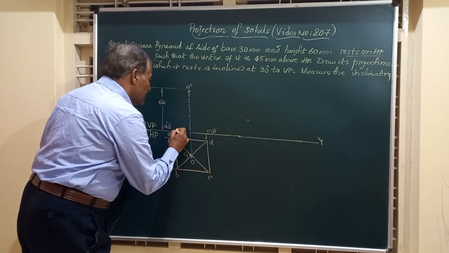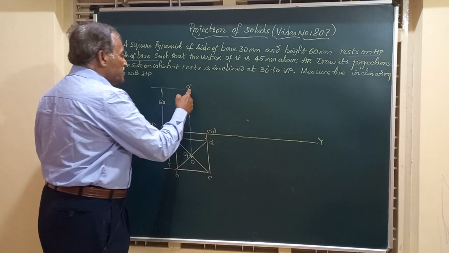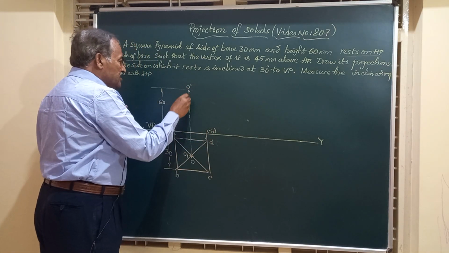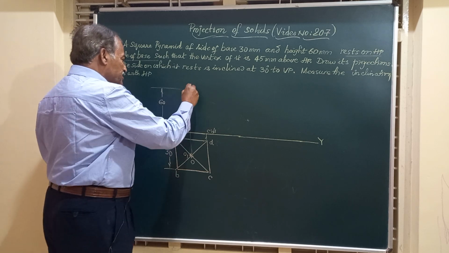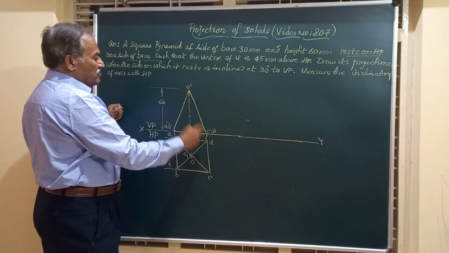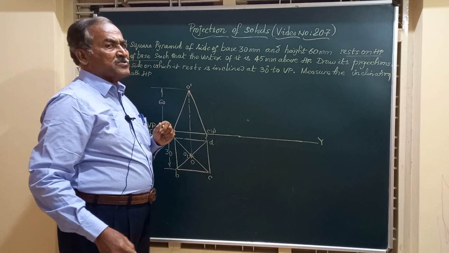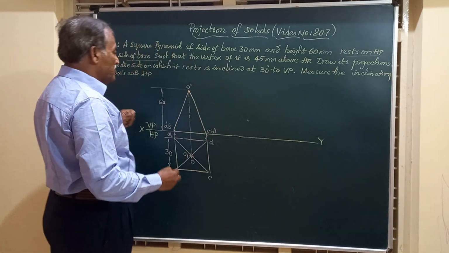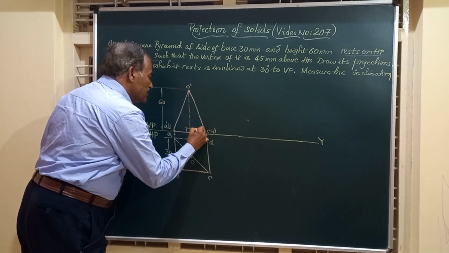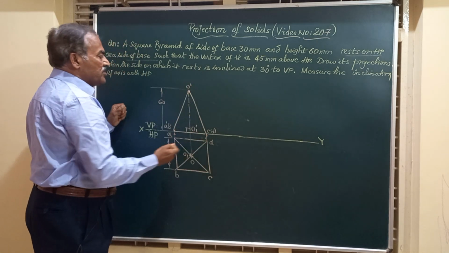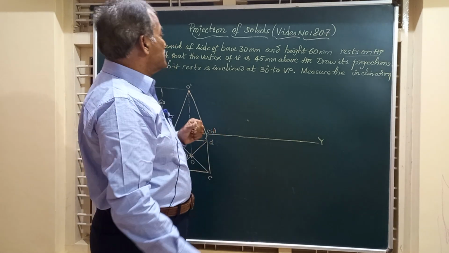Friends, this line on XY represents the base of the solid, and if you join this to the vertex, that is join O dash to A dash, O dash to B dash, O dash to C dash and O dash to D dash. Friends, this is how the pyramid looks in the front view, and you observe that the axis O dash O1 dash is normal to HP or perpendicular to HP.